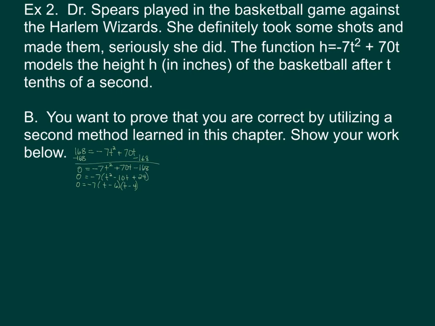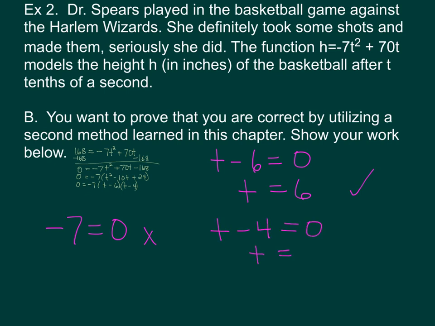So now I'm going to do what I did before. I'm going to take all three of those, and I'm going to set them each equal to 0. First of all, negative 7 equals 0. Never, so that's not an answer of any kind. t minus 6 equals 0. Add 6 to both sides. You get t is equal to 6, which is what we saw before on the graph. t minus 4 is equal to 0. You get t equals 4, which is again what we saw on the graph. So that was also correct.